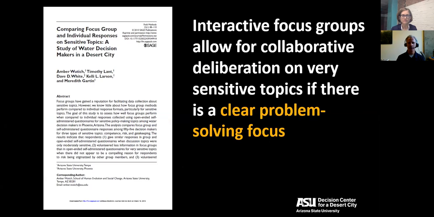We found, for example, that responses in focus groups allowed for more collaborative deliberation on very sensitive topics, so long as the focus group participants perceived that there was a clear problem-solving focus as part of the mediated focus groups than they did in the open-ended self-administered questionnaires and interviews.